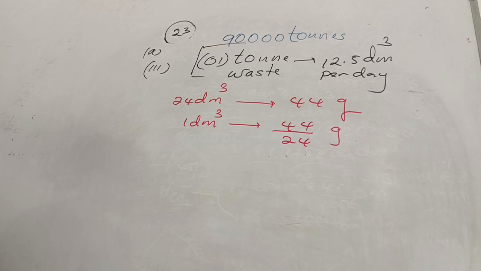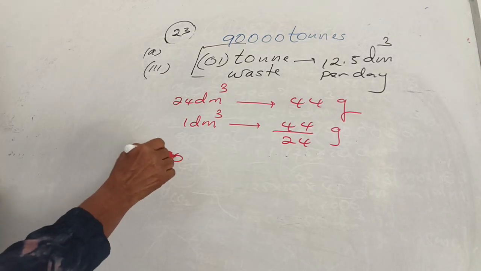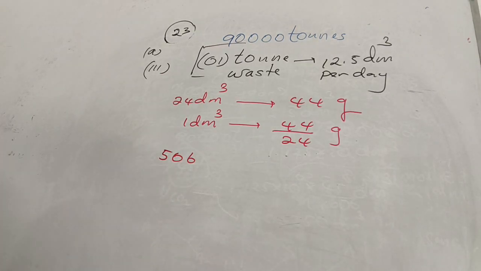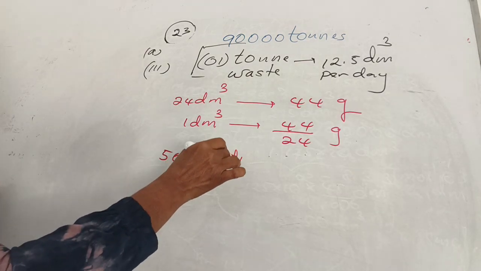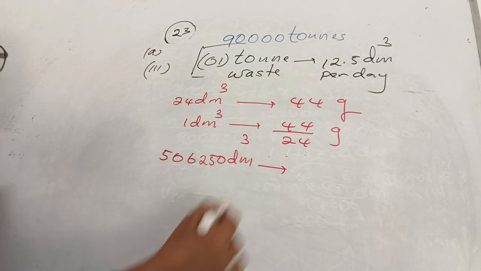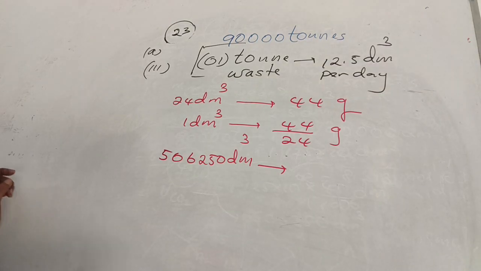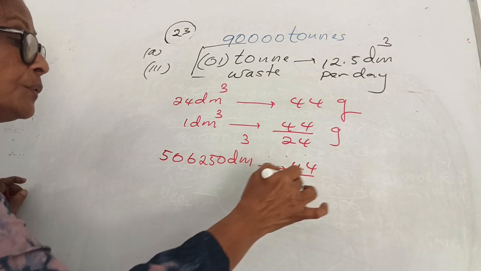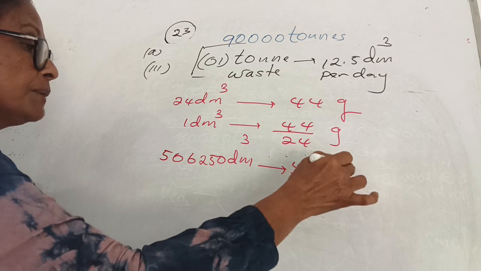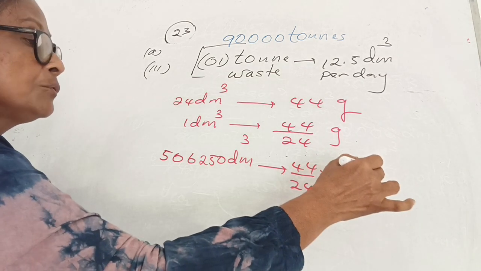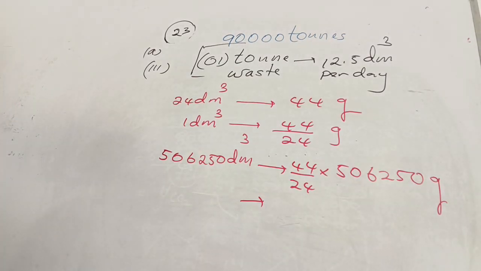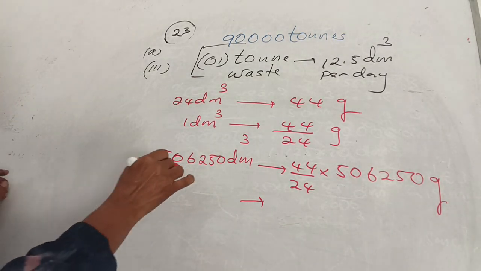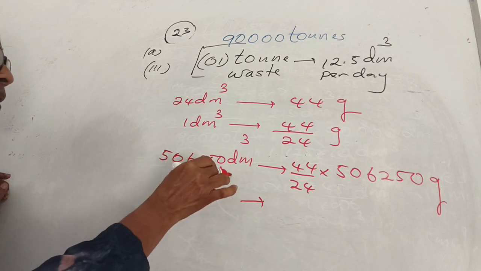Our calculated answer is 506,250 decimeter cube. From that, the mass comes to 44 divided by 24 times 506,250, and the answer is in grams. As you simplify, this is per day. This is being produced within 1 day.